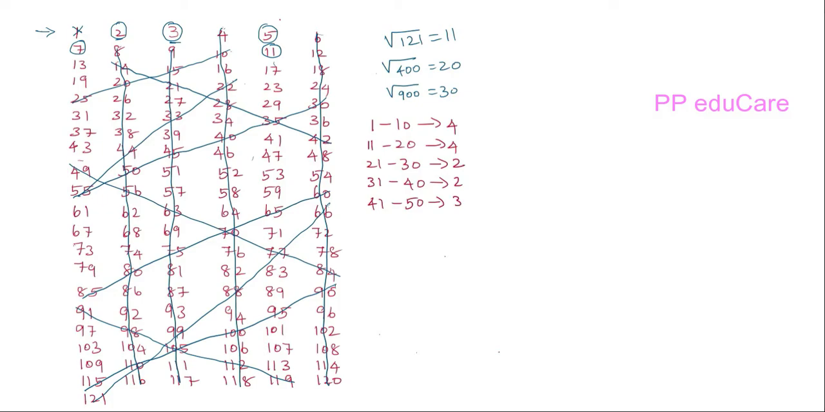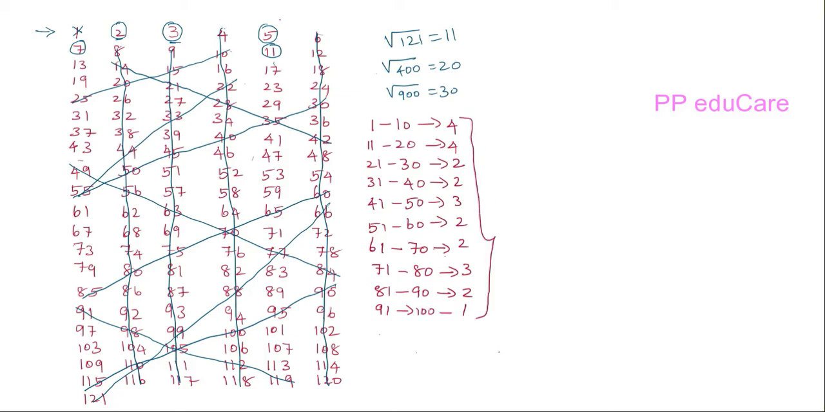The number of prime numbers between 51 to 60 is 2. The number of prime numbers between 61 to 70 is 2, and between 71 to 80 is 3. Between 81 to 90 is 2. 91 to 100 is 1. Remember this number sequence: 4, 4, 2, 2, 3, 2, 2, 3, 2, 1.